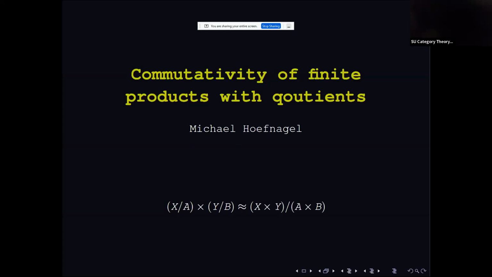Okay, well, thank you to everybody joining us online, and thanks everyone for coming. So what I want to speak about today is really about this formula here on the screen, a very intuitive formula. And this has got to do with when products commute with quotients. So given integers x, y, a, and b, if you divide x by a and multiply that with y divided by b, we get x times y divided by a times b. Very simple interpretation of the formula.